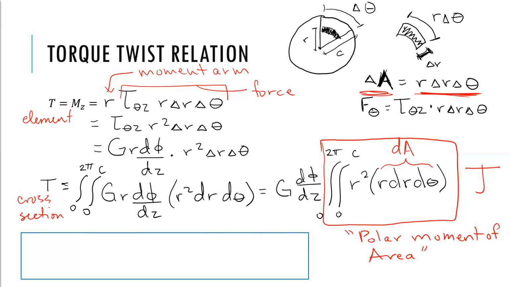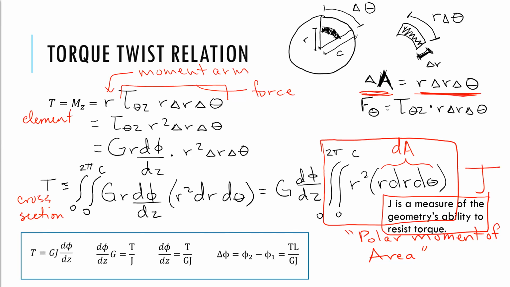All right, so long story short, I'm going to plug in J, this J character that I swear we met at a party one time, but you don't remember. So we brought J back. The nice thing about J is that it's a measure of our geometry's ability to resist torque. So it is a geometry characteristic. It has nothing to do with your material. It only relates to your geometry. But now that we've put J into this equation, it's greatly simplified.